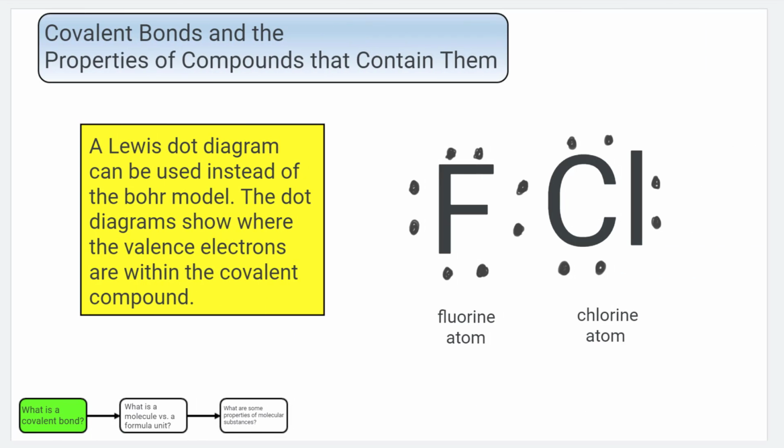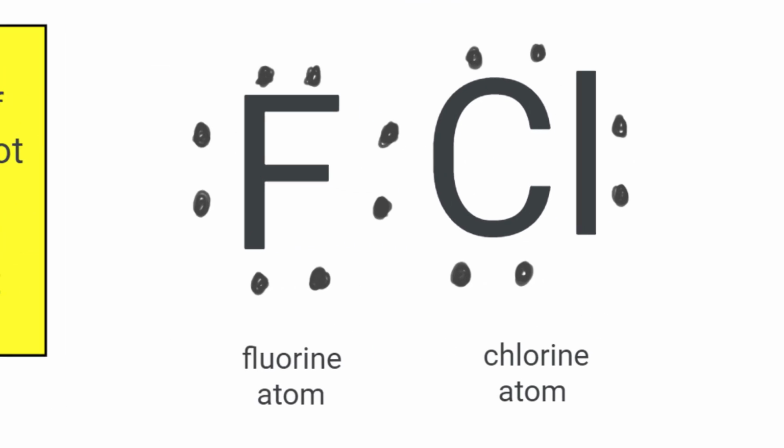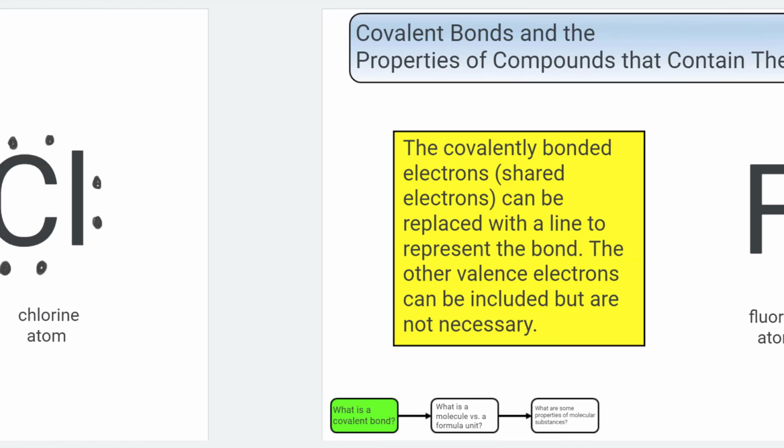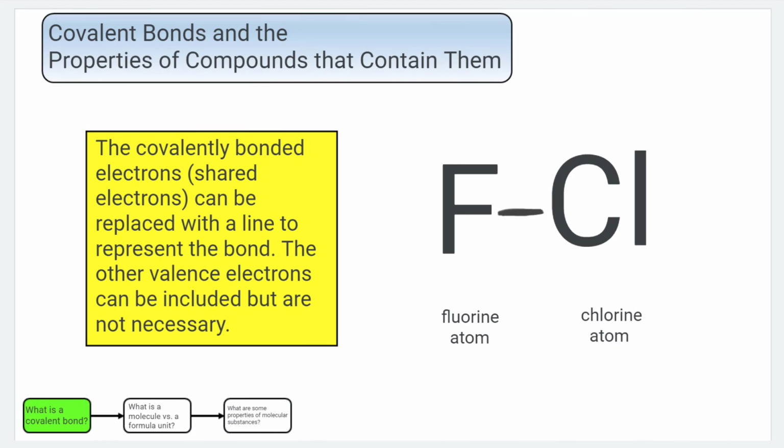We can draw a Lewis dot diagram of the compound between two nonmetals instead of doing the large Bohr model, and the shared electrons are between the two atoms, and you can see easily here that both have the octet rule applied to them. They both have 8 valence electrons, and that makes them stable. We can replace the 2 electrons that are between the atoms in the bond, and it makes a line diagram like this.